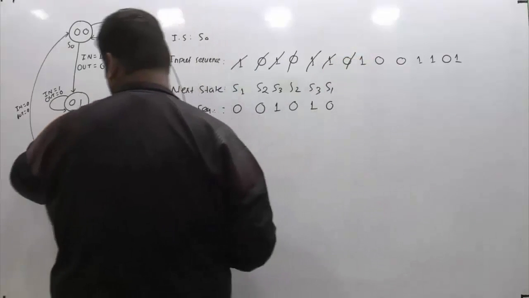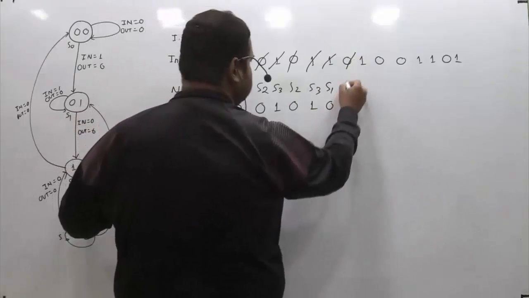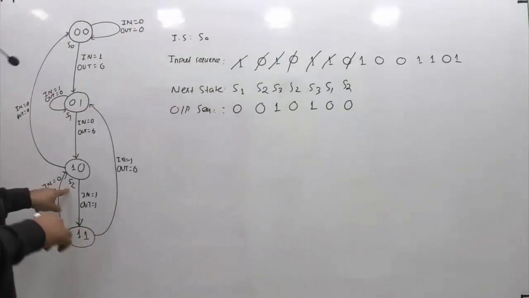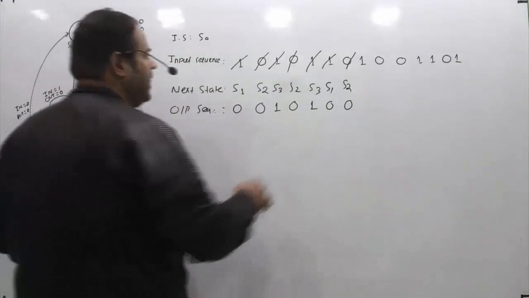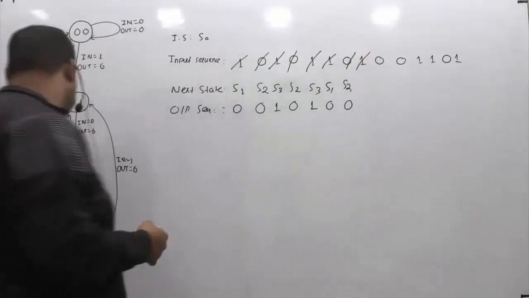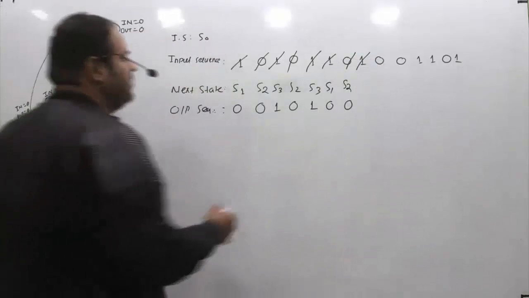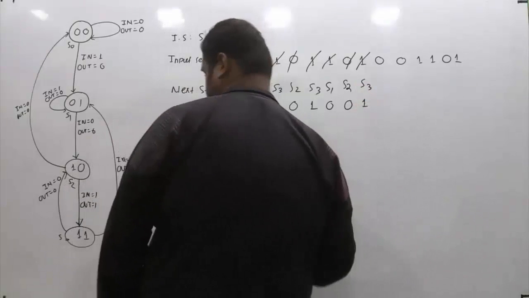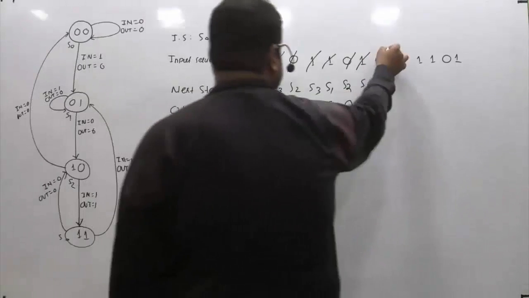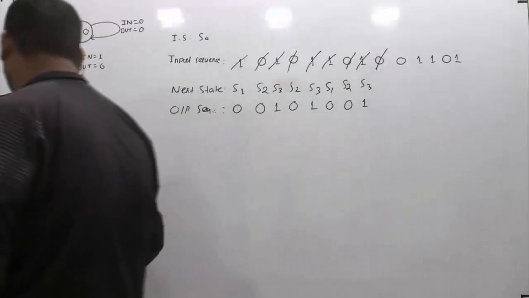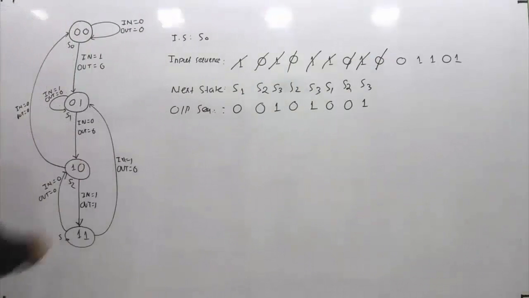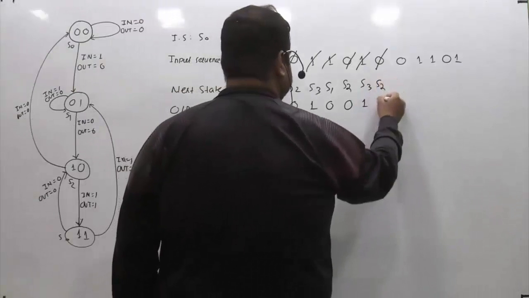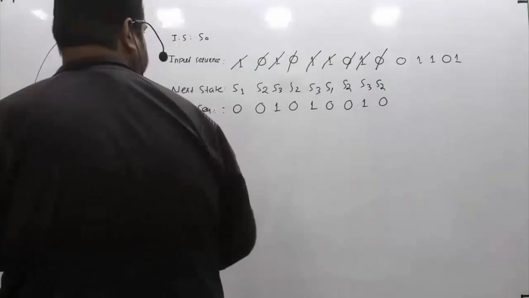If the input is 0, you are moving to state S2 and the corresponding output is 0. So now you are at S2 and you are again giving the input 1. If you give the input equal to 1, it is again moving to state S3 and the output is equal to 1. So now you are at S3 and now you are giving 0. If you are at S3 and you give 0, it will take this one, right? So it will move to state S2 and the corresponding output is 0.